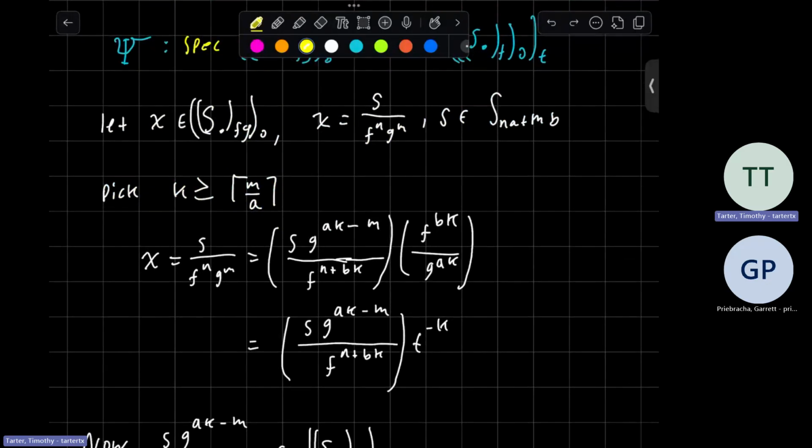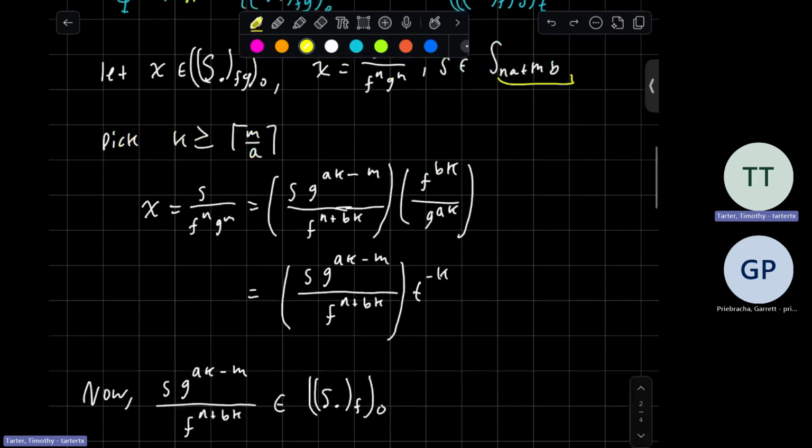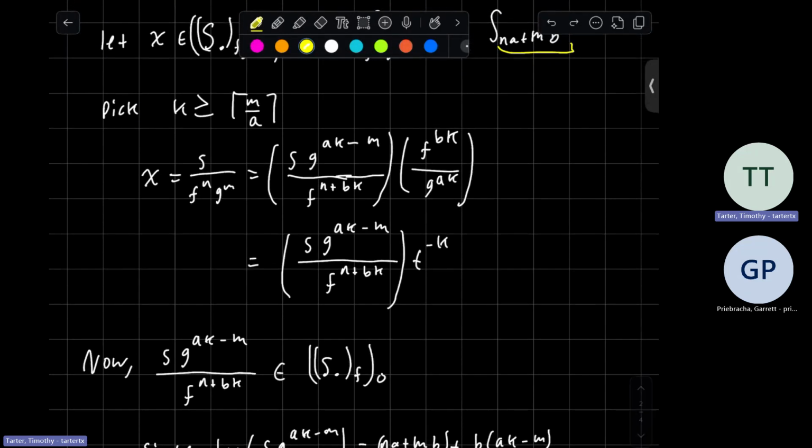Okay. So we're putting x into our domain, and we're saying it looks like s over f to the n, g to the m, as long as it's in degree na plus mb, with the idea being that we are able to cut off this m and this m, and we're left with a plus b. And then that gives us degree 1. Okay, pick k greater than or equal to the ceiling function of m over a.